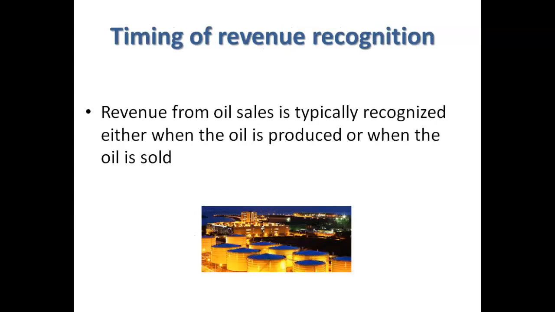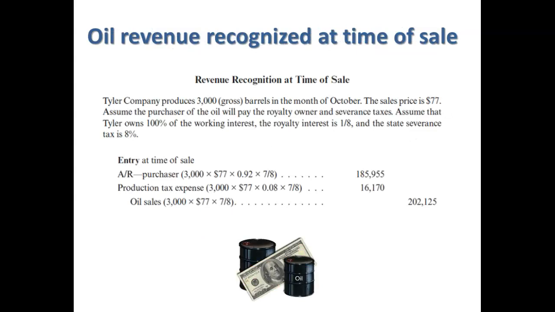Revenue from oil sales is typically recognized when the oil is produced, or it can be recognized when it is sold. So to look at an example of oil revenue recognized at the time of sale. Tyler Company produces 3,000 barrels in the month of October. The sales price is $77. Assume the purchaser of the oil will pay the royalty owner and severance taxes. Assume that Tyler owns 100% of the working interest. There is a 1/8 royalty interest, and the state severance tax is 8%.